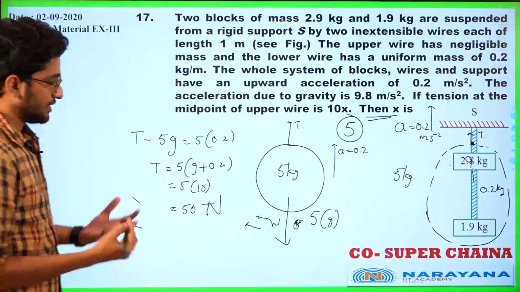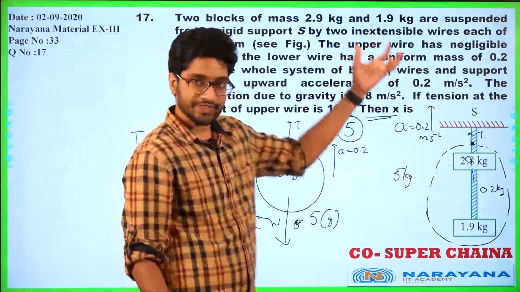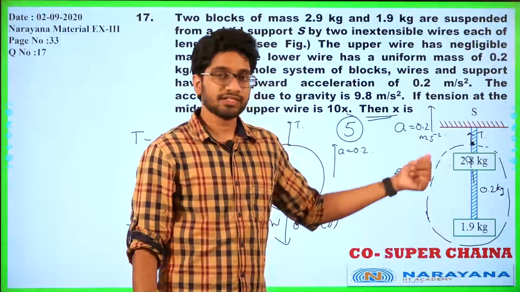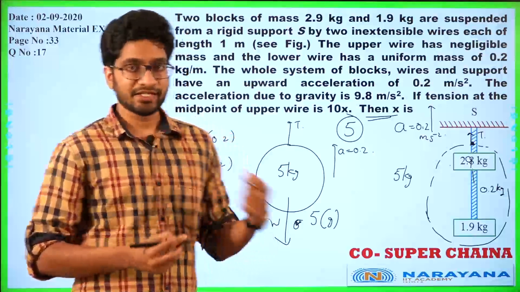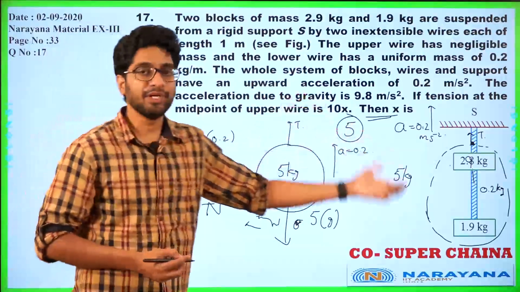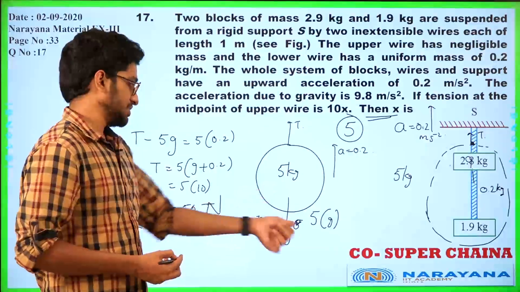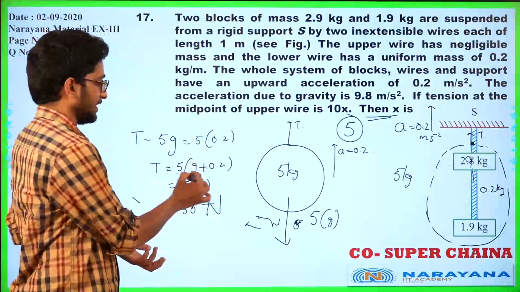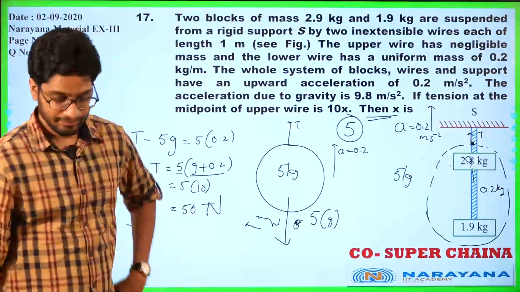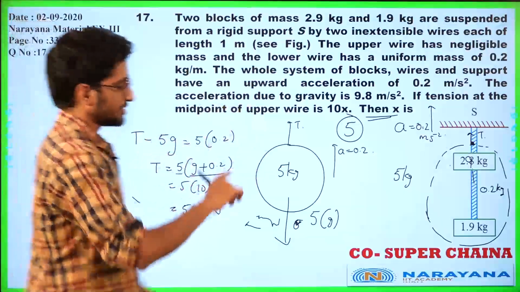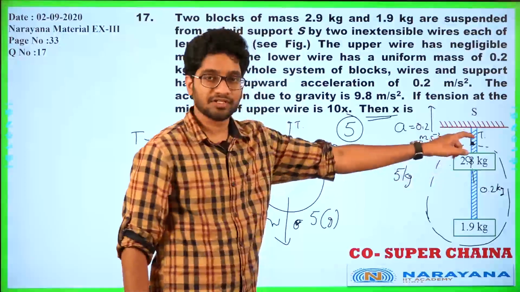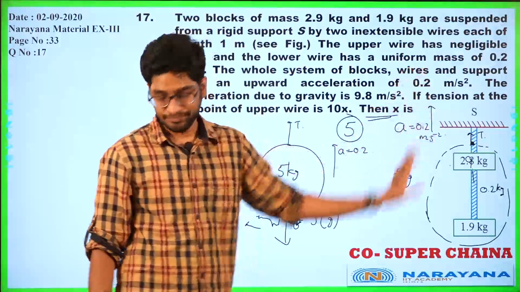Or again you can say this is all moving upwards with an acceleration a. So I can say its apparent weight is m into g plus a. So the tension required in the upper string is m into g plus a, 5 into g plus a, that is what we got finally. The only force balancing the weight of that object is the tension here. So this tension should be equal to the apparent weight.